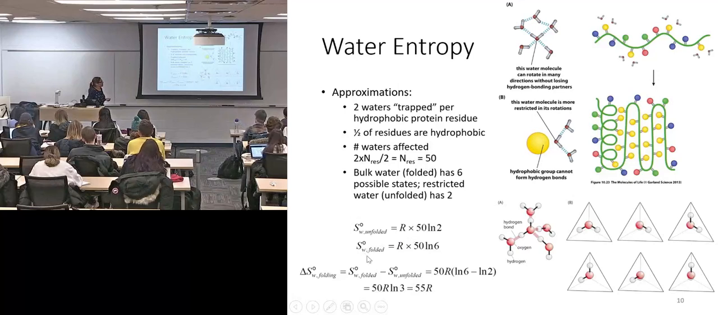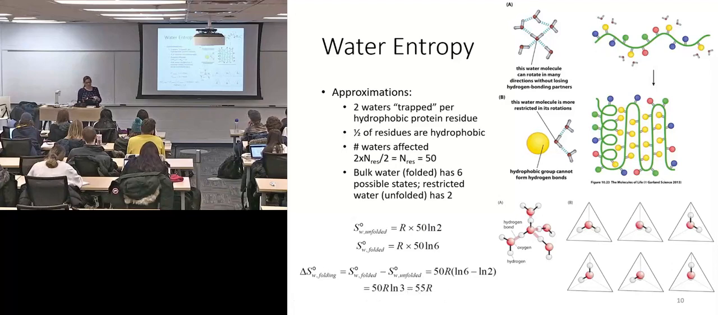This is the entropy for water when a protein is folded. Now we have the gas constant times 50, the number of waters affected, and the multiplicity went up. It's now the natural log of 6, different ways it can be oriented. So if you want the change in entropy of water when you fold the protein, take the entropy of water in the folded case, this is final, minus the entropy of water in the unfolded case, this is initial. This would be 50 times R times the natural log of 6 minus the natural log of 2. So here we have a positive change in entropy for the water when I fold up my protein.